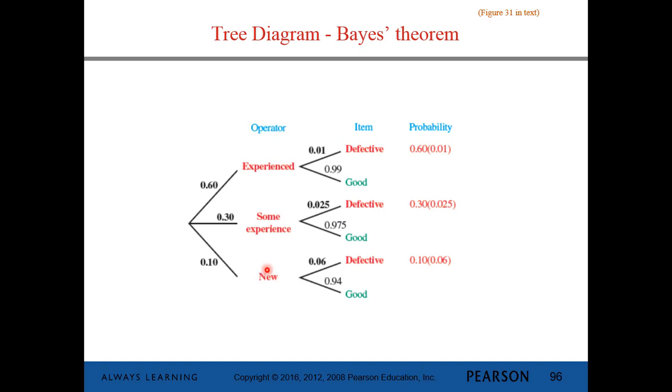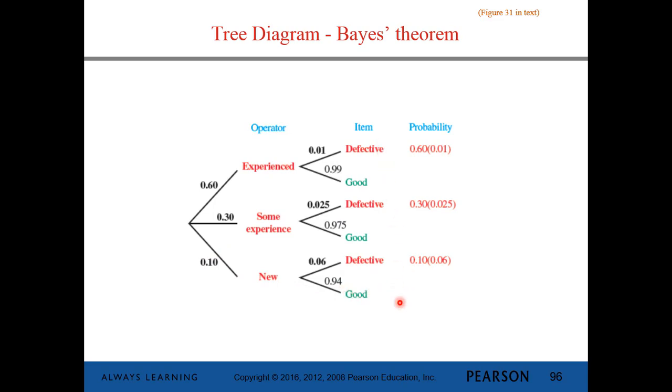So the way Bayes' theorem works is we're going to figure out all the probabilities of each branch, right? So this is going to be 0.6 times 0.1. This is going to be 0.6 times 0.99. This one's going to be 0.3 times 0.025. This one's going to be 0.2 times 0.975. This is going to be 0.1 times 0.6, and this is going to be 0.1 times 0.94. And that's going to give us all of these.